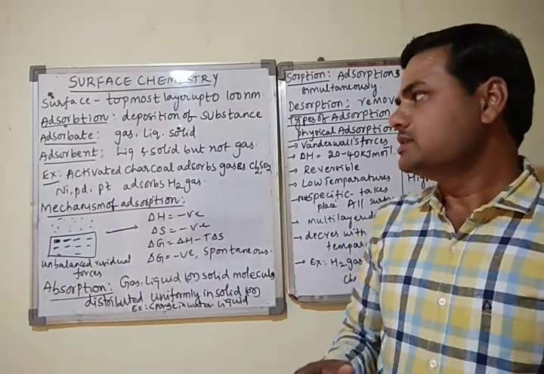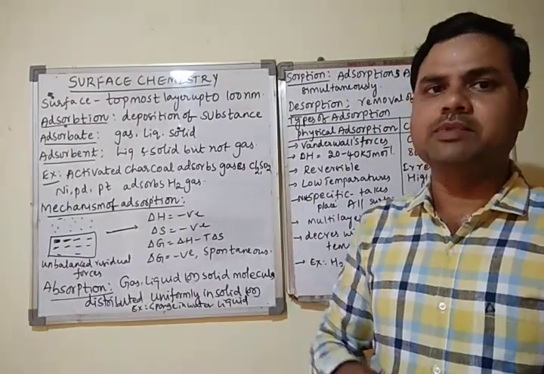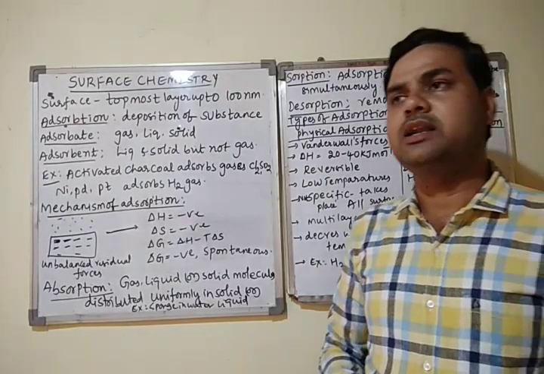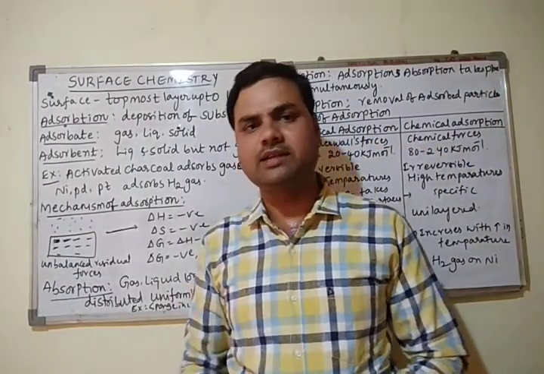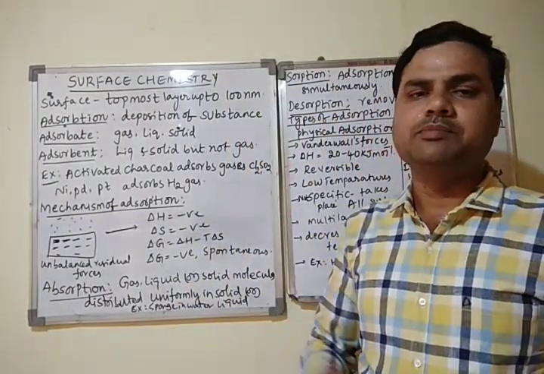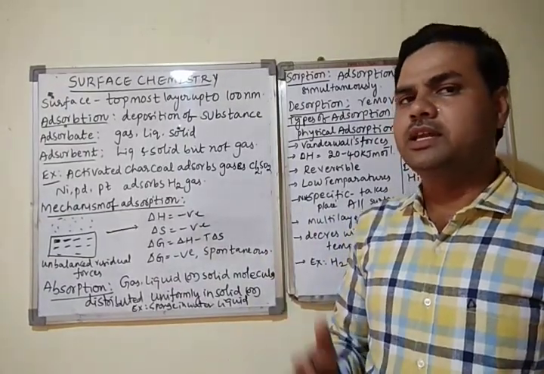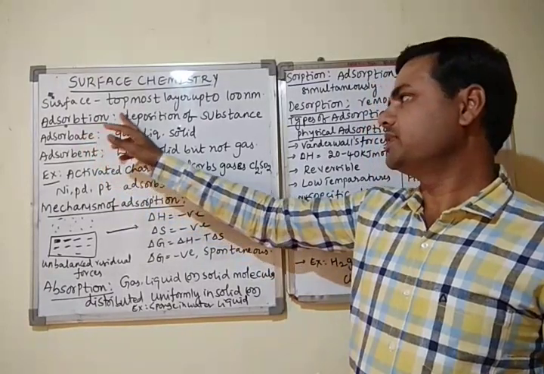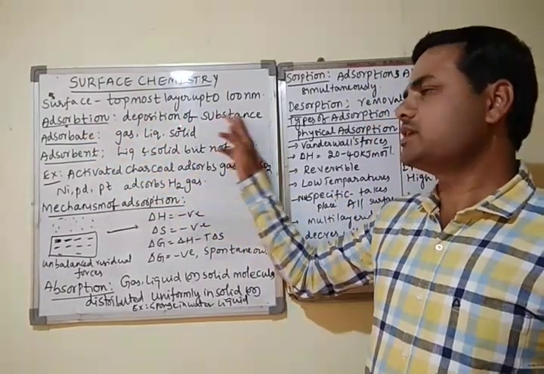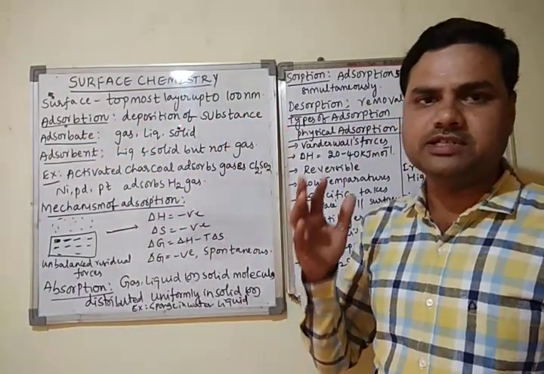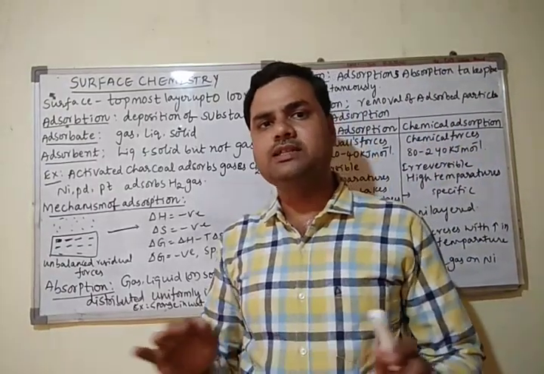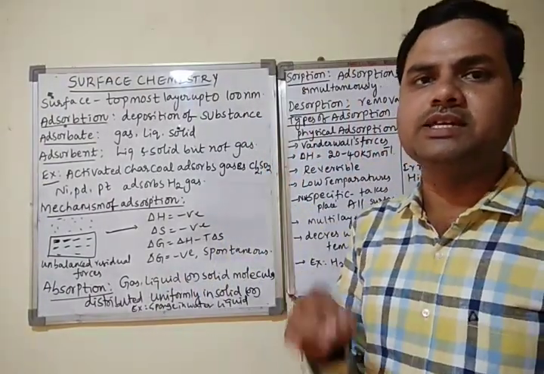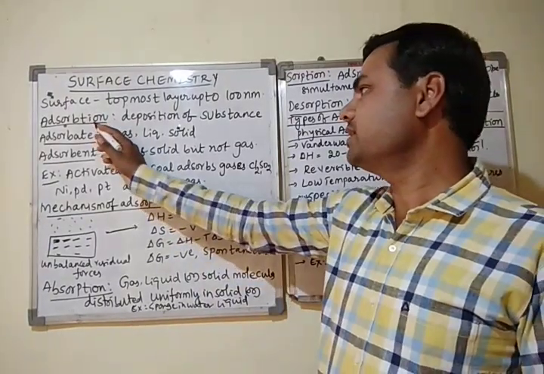Therefore, the process taking place is the deposition of a substance only on the surface, or accumulation. Deposition can also be called accumulation. Deposition or accumulation of any substance only on the surface is called adsorption. Therefore, the definition is: the deposition of any substance only on the surface, not inside, is called adsorption.